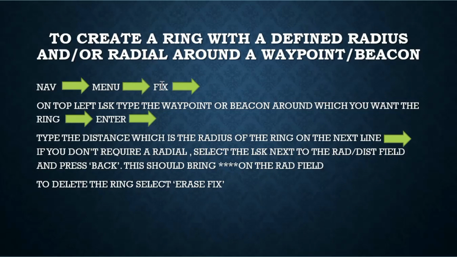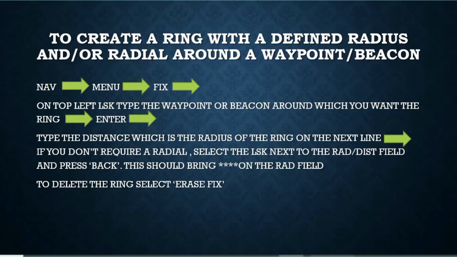What you do, you go to nav, then click menu and select fix. Now on the top left line select key, you type the waypoint or the beacon around which you want the ring to be. Then you press enter. On the next line, you'll be prompted to type the distance, which is the radius of the ring, on the next line select key. If you don't require a radial, you just want a ring, you select the line select key next to the radial distance field and press back. When you press back, it will bring asterisk marks on that field. So you won't have a radial, but you just have a distance, which will be the radius of the ring. And to delete the ring, select erase fix. Simple as that. That wasn't that bad.